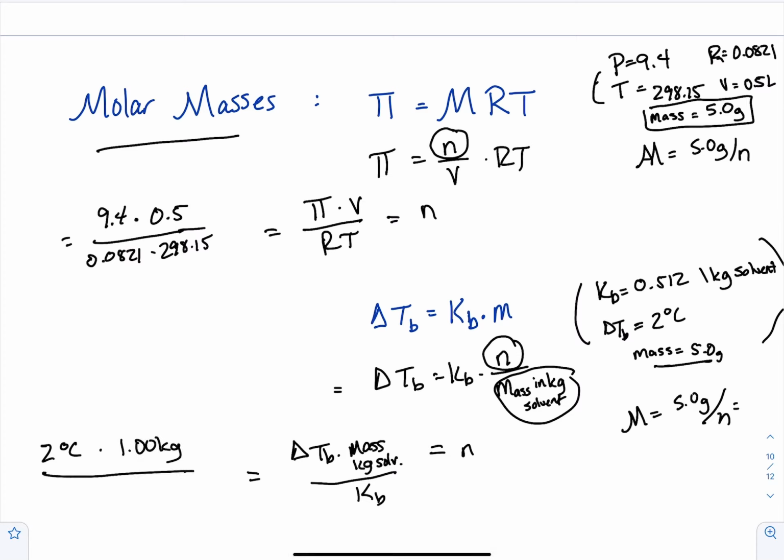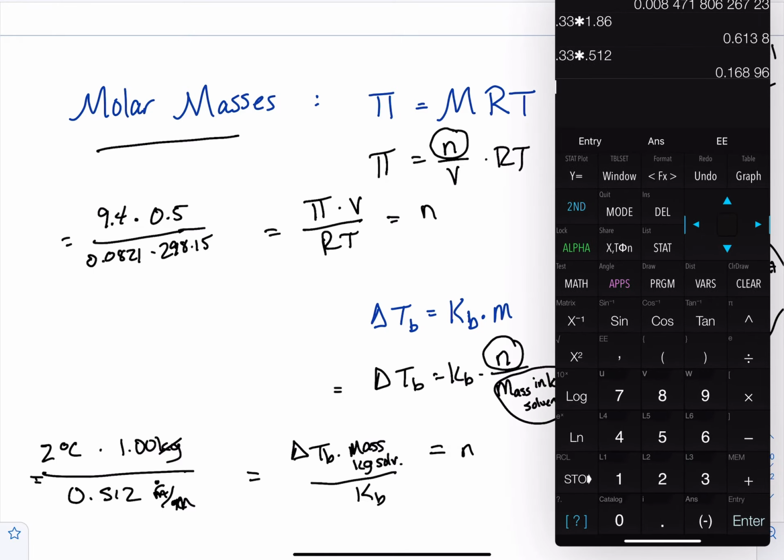if my mass of my solvent was 1 kilogram, and if my KB value was 0.512, and note the units on this are degrees Celsius per molality, and there's a kilogram term in the molality that cancels it. And regardless, when I fill that out, I will get a number right here.